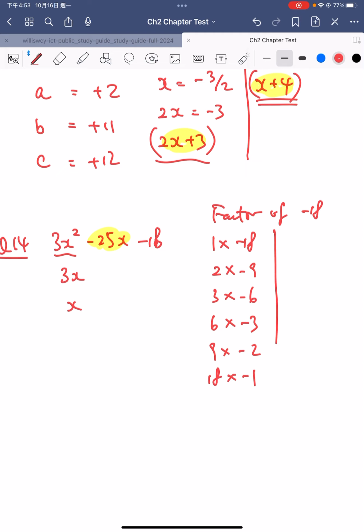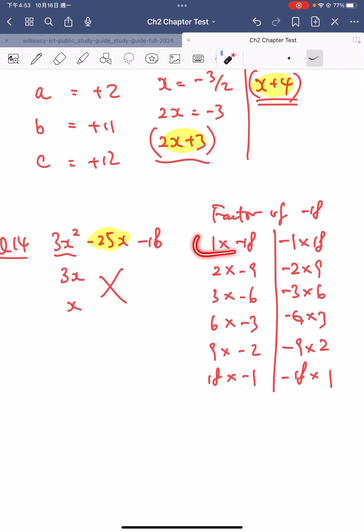But remember that we can still try using negative 1 times 18, negative 2 times 9, negative 3 times 6, negative 6 times 3, and negative 9 times 2. The last one is negative 18 times 1. So we need to try all of these trials to see if there is any answer that is correct.